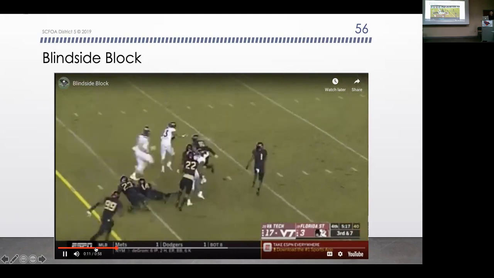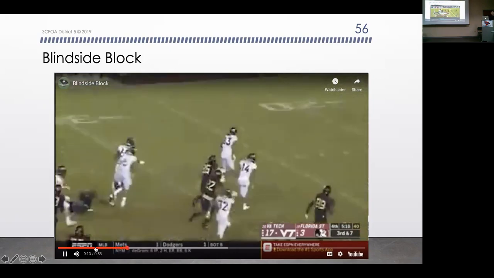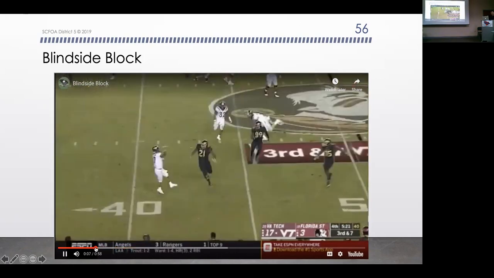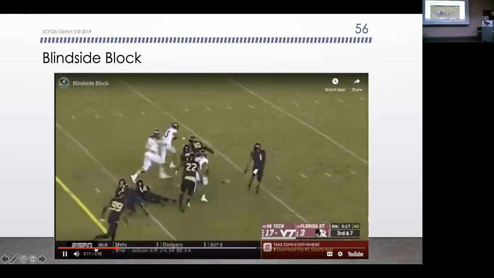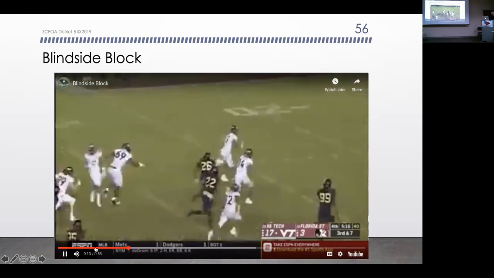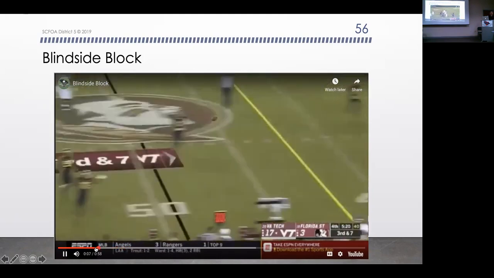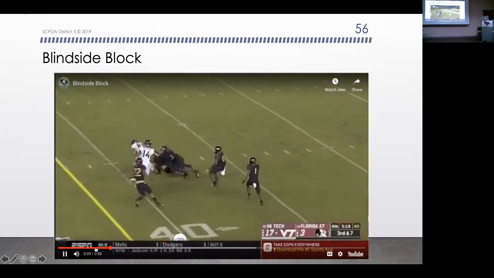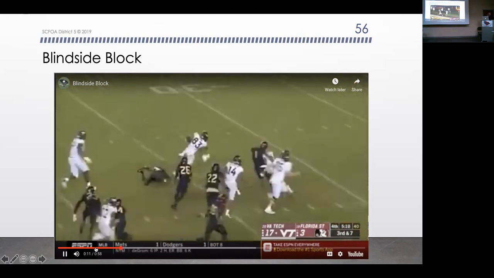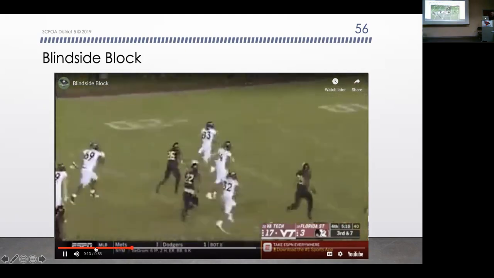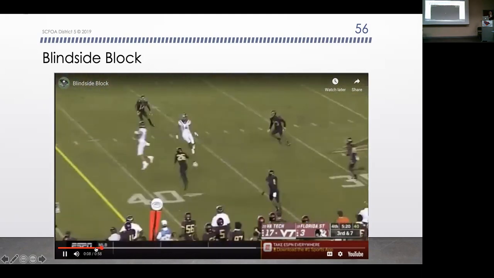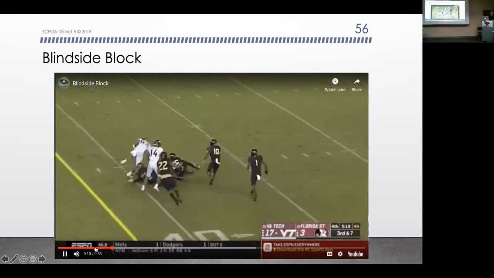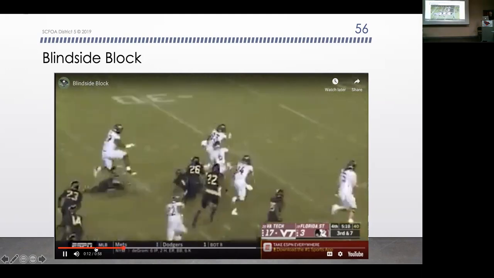They might be young, but they are long and lean. That block with number 6 white, that's what we're trying to eliminate in high school. Now, if he's going in with his hands first, that's fine. If you go in with the shoulder, that's what we have to eliminate.